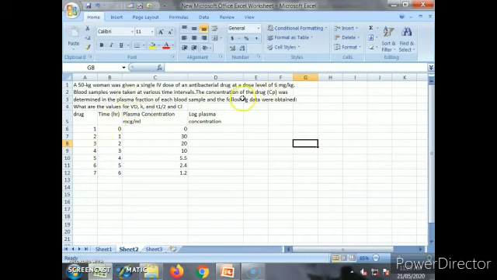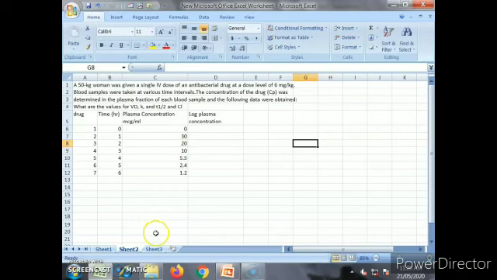Now after collecting the blood samples from that woman, this data is given up to 6 hours. At the first hour the plasma concentration is 30 microgram per ml, then 20 microgram per ml, and at 3 hours it is 10 microgram per ml. Like this the concentration goes on decreasing. Now we have to calculate the volume of distribution, Ke, T half and clearance from this data.